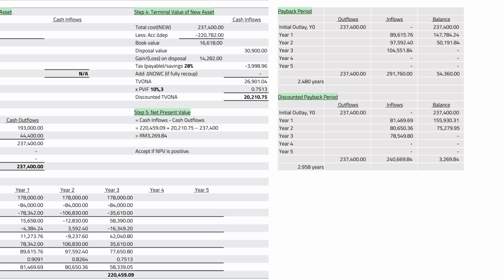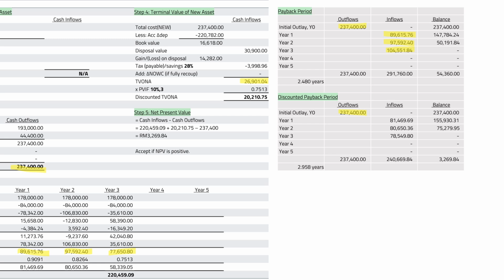In payback period, the outflow 237 comes from here, this cash outflow over here. In DPP, it is the same thing because at year 0, we do not have time value of money. The inflows, 89,000 comes from here, 97 comes from here, and 104 is actually a combination of the operating inflows from year 3 plus the terminal value of the new assets. And then we get 104,000.